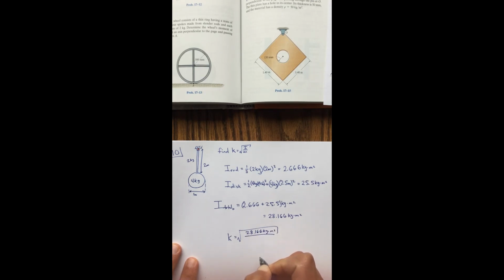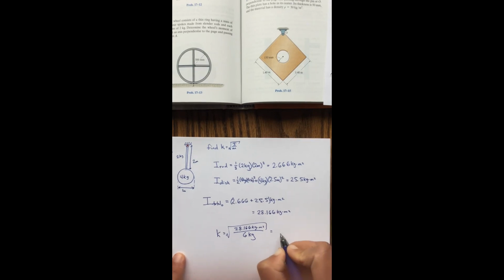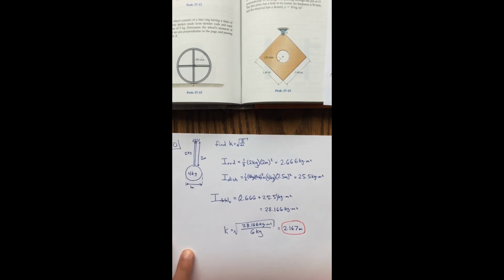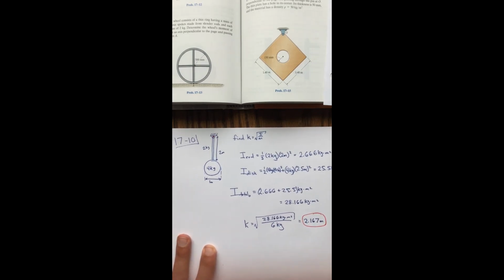Then I have to find the radius of gyration, k, by dividing the total moment of inertia by the mass. If the disc here is 4 kilograms and the rod is 2 kilograms, the total mass is 6 kilograms, and that gives me 2.167. The kilograms cancel out and I take the square root, which leaves me with units of meters. So there's my answer for problem number 10.